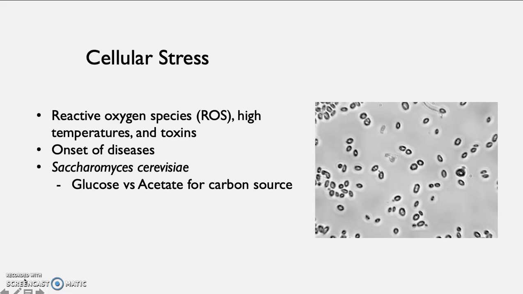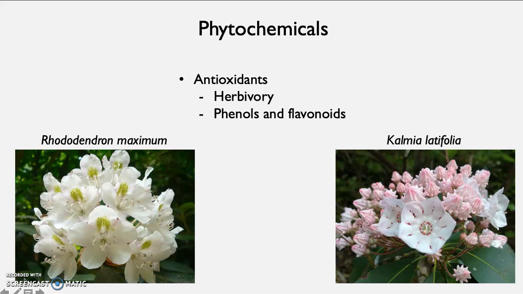And like all the other organisms, they have antioxidants to combat ROS. But if the ROS is in abundance, they can't use that. So where are they going to get the antioxidants from? Well, they're going to get them from these plants. So I have the Rhododendron maximum on the left, which is known as the great laurel, and the Kalmia latifolia on the bottom right, which is the mountain laurel.